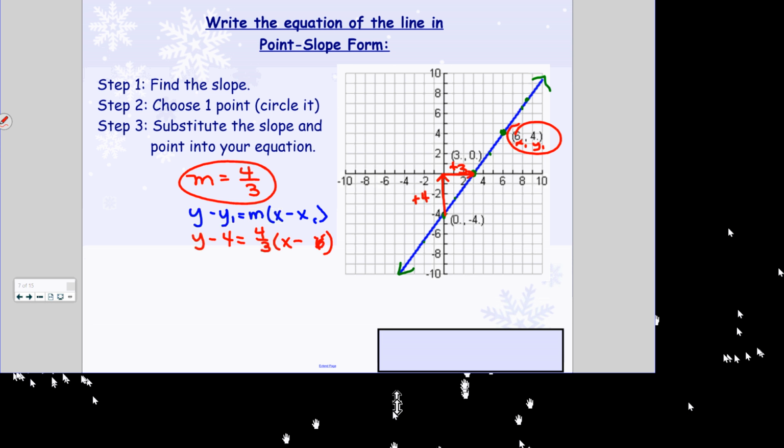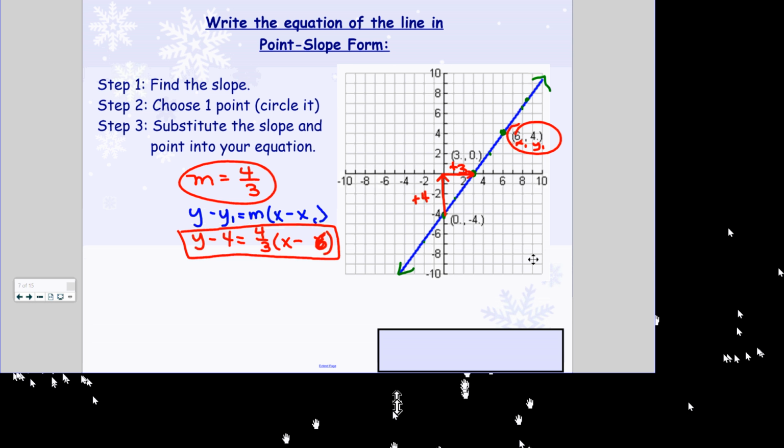And what's nice about this is all we have to do, and we have just written the equation of a line. And so this is point slope form of this equation, and you would be done.